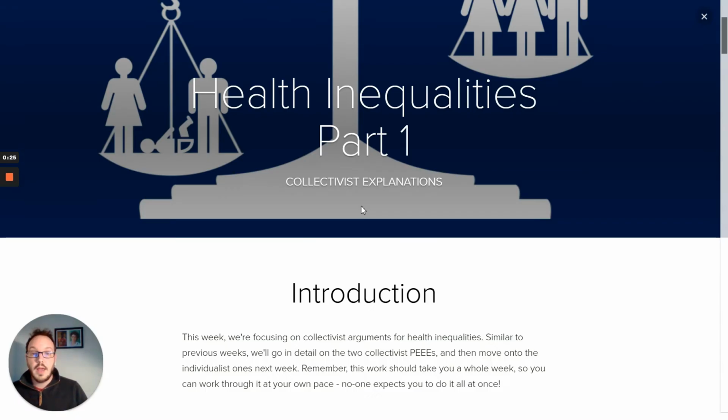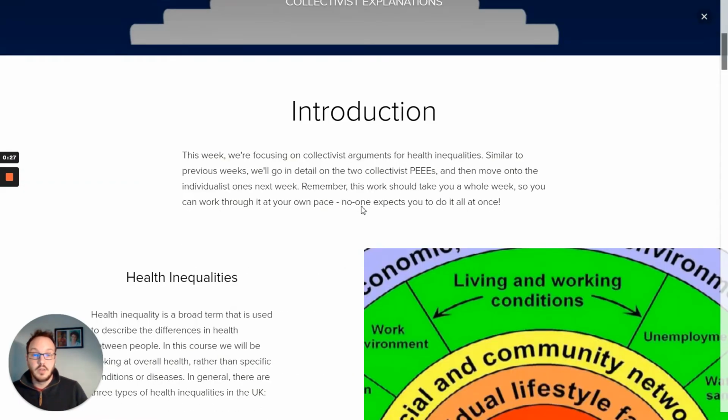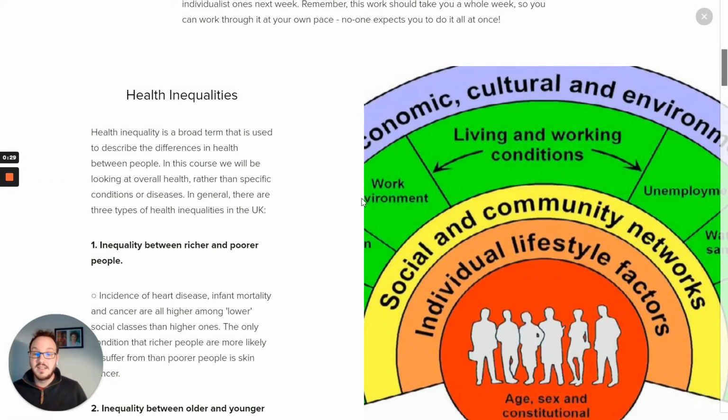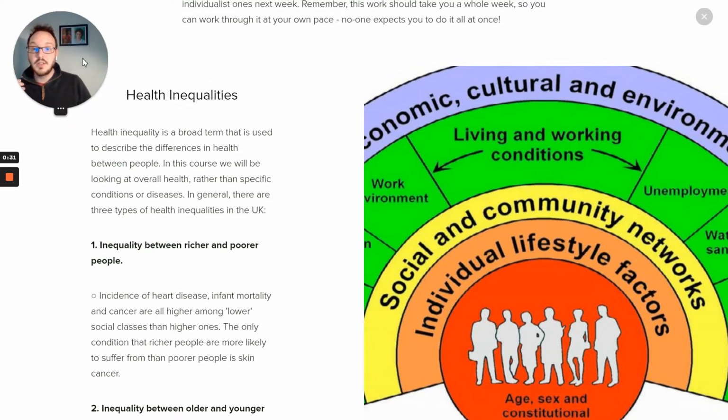So, what are health inequalities? Well, health inequality is really quite a broad term. It's used to describe the differences in health between people, so whether people are unhealthy or healthy. Now, obviously, that's a very subjective term. What does healthy mean? So we need to break it down a little bit. But essentially, in this course, we're thinking of overall health rather than a specific condition or a disease.